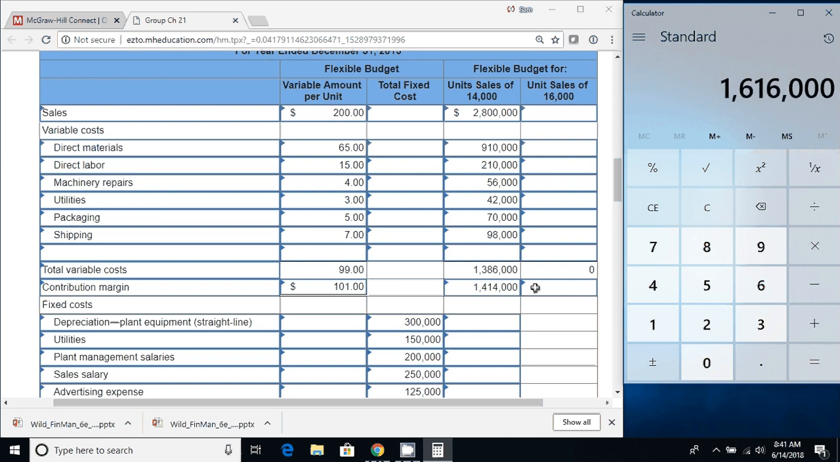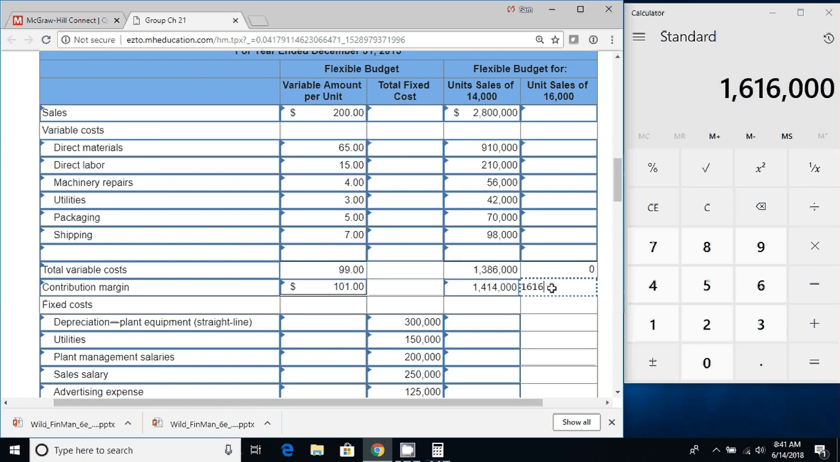And the answer is you can. This is 1,616,000. Unfortunately, Connect wants us to do it all. So if I take 200 times 16,000, I get 3,200,000. For direct materials, I'm going to get 1,040,000. For direct labor, I get 240,000. Again, I'm just taking the unit cost times 16,000. For machinery repairs, I'm going to get 64,000.